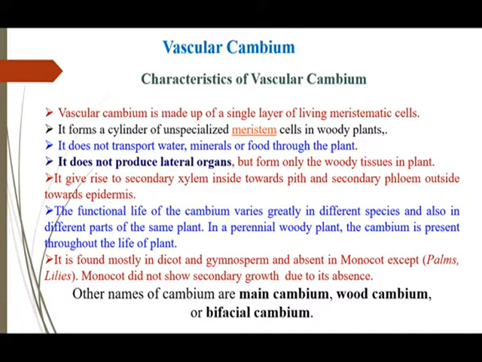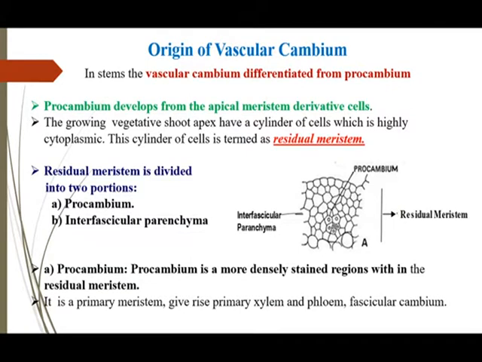Vascular cambium is also known by other names such as main cambium, wood cambium and bifacial cambium. Vascular cambium originates from procambium, and procambium is developed from the derivative cells of the apical meristem. The growing vegetative shoot apex has a cylinder of cells which is highly cytoplasmic, and these cells are known as residual meristem. A residual meristem has two portions, procambium and interfascicular parenchyma.